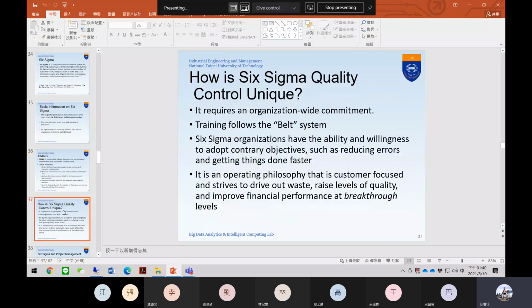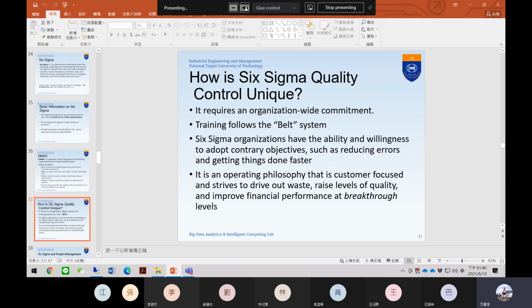So how is Six Sigma quality control unique? It requires an organization-wide commitment, from the top management down to the low-level technical assistant or engineer, senior engineer, assistant manager or manager, director. Everybody should get involved in each phase. Training follows the belt system: the green belt and the black belt.